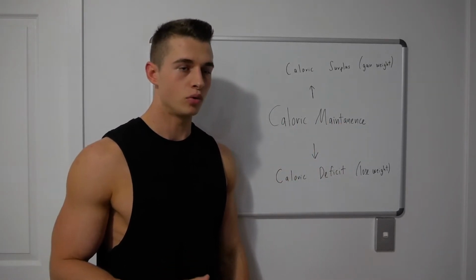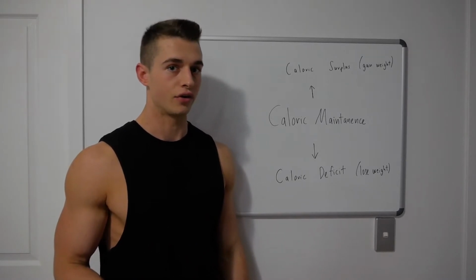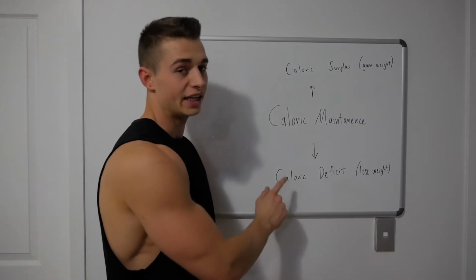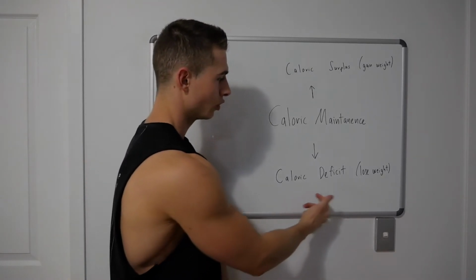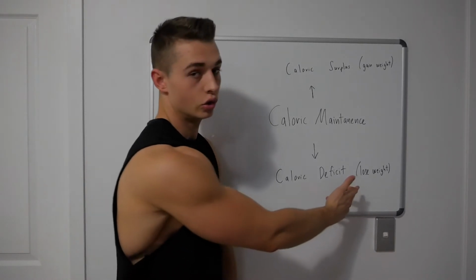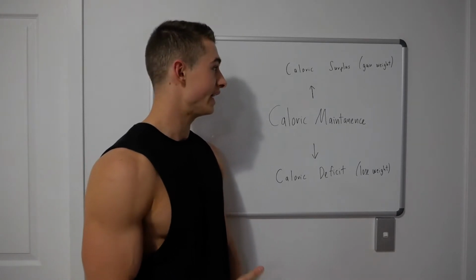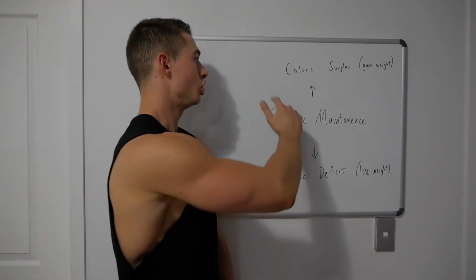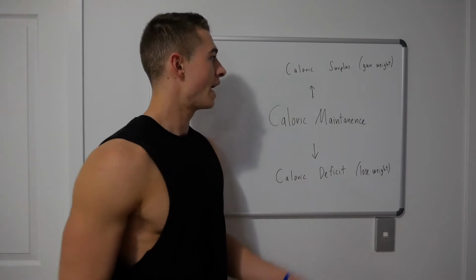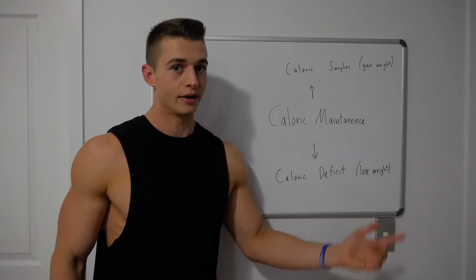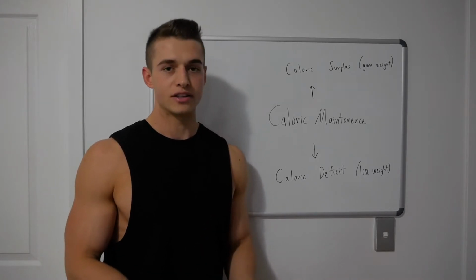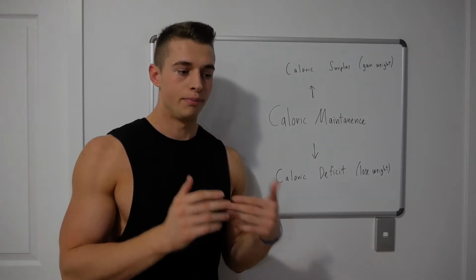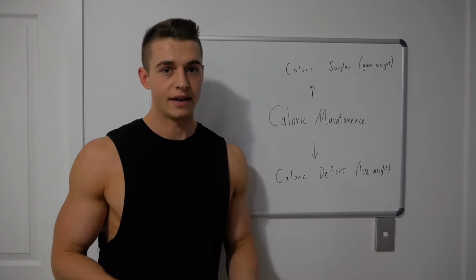Let's just say, for example, it's 2,500 calories. If you were to eat less calories than that, so let's say 2,300, you'll be in a caloric deficit, and that's how you're going to lose weight. Now, if you were to eat 2,700 calories, you'd be in a caloric surplus. And that means you'd be gaining weight. So that's how it works with calories in versus calories out, and how that's going to translate into you either building muscle or burning fat.